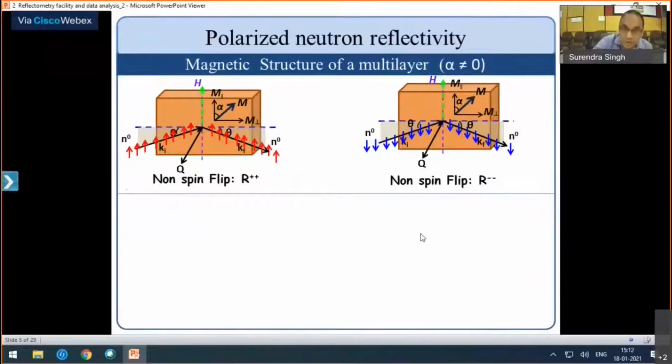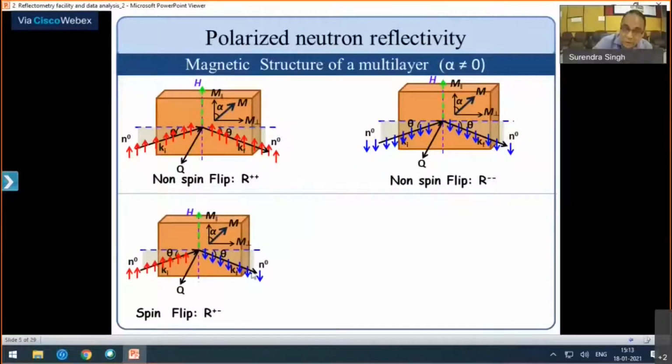But in addition to these two components, R plus plus and R minus minus, which are called non-spin flip because no perpendicular magnetization component is involved in these two reflectivities. How we derive that I will come to later, but you just understand there are four kinds of reflectivity we are getting. Two are non-spin flip, and the other two involve the instrument part, but you just understand we can have an R plus minus and we measure the analysis of the reflected neutron.